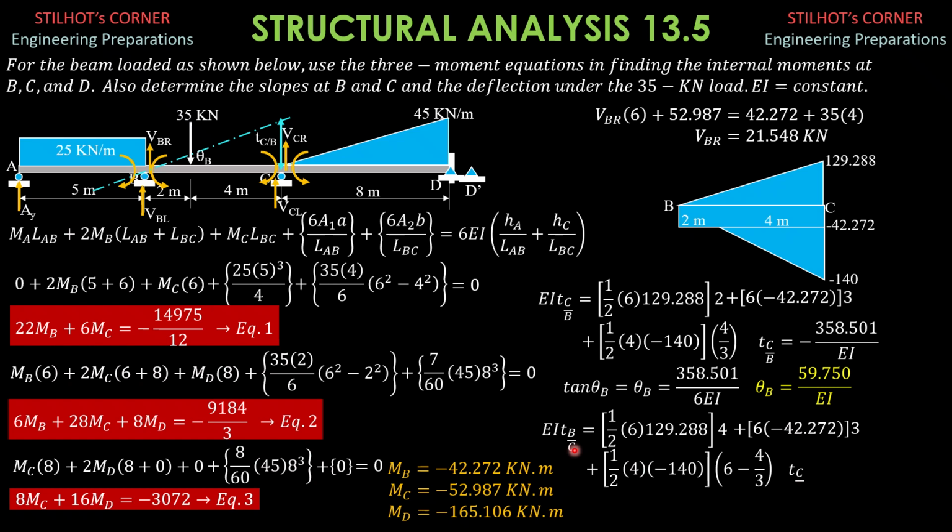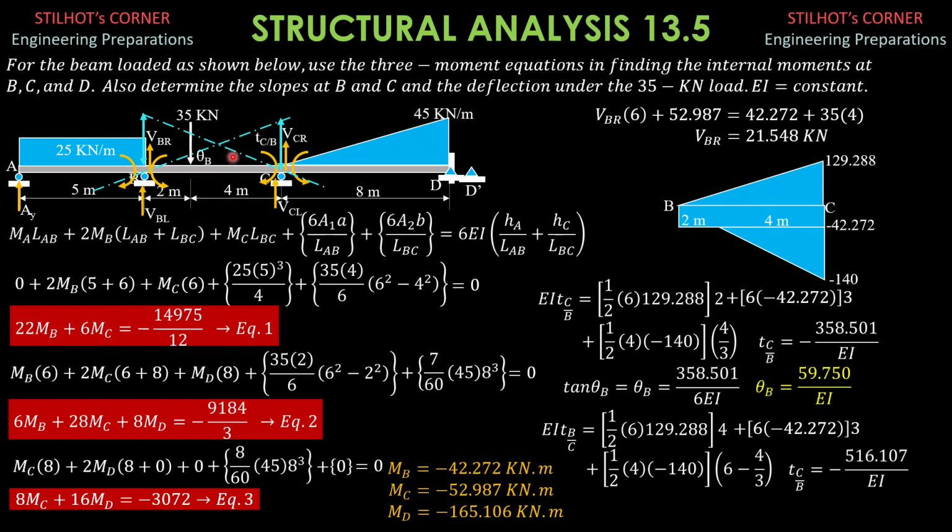So solving for the deviation of B relative to C, it is equal to negative 516.107 over EI. The negative sign indicates that point B again is below the reference tangent. So the reference tangent at C should be above B, because B is below that reference tangent as shown.